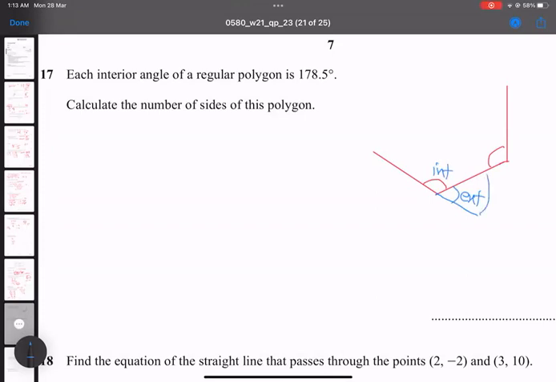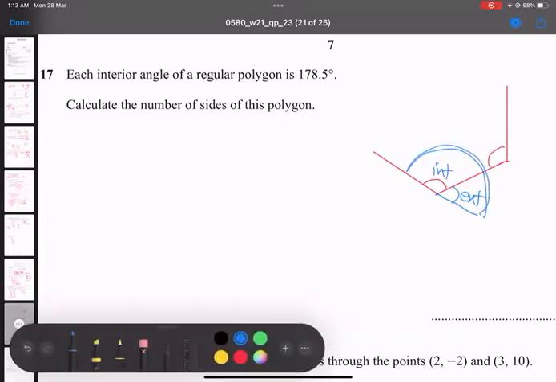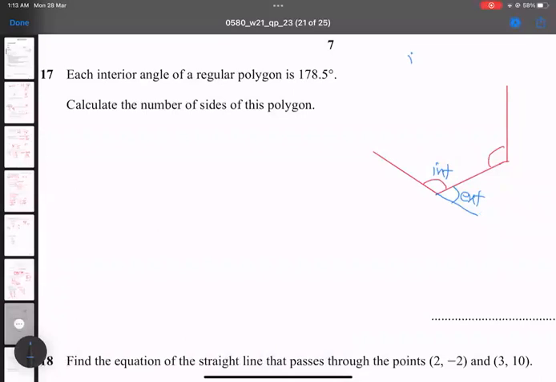And all over from here to here is 180 degrees. So it means interior angle plus exterior angle is equal to 180 degrees because it is a straight line. So we have interior angle 178.5 plus exterior angle is equal to 180. So exterior angle becomes 180 minus 178.5, it becomes 1.5.